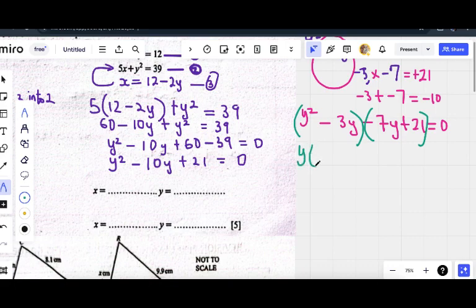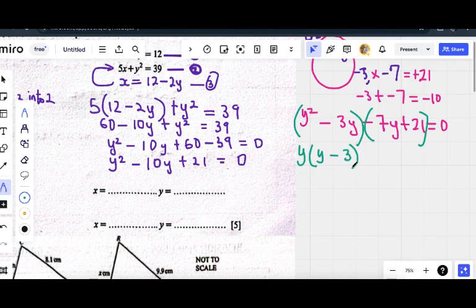If you factorize y out, what remains is found by dividing: y squared divided by y will be y, because y times y is y squared. So what remains here is y. Minus 3y divided by this y is negative 3. So we write the negative 3 here.